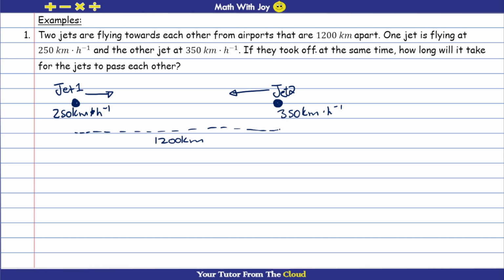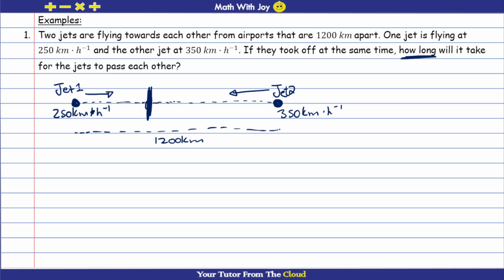If they took off at the same time, so when jet 1 and jet 2 take off at the same time with their respective speeds, how long will it take for the jets to pass each other? What we have to understand is that at some point they will reach a point whereby they are passing each other. Obviously jet 2 will travel a bigger distance than jet 1 because it's traveling faster before they pass each other. So what I could say is that I do not know the distance.